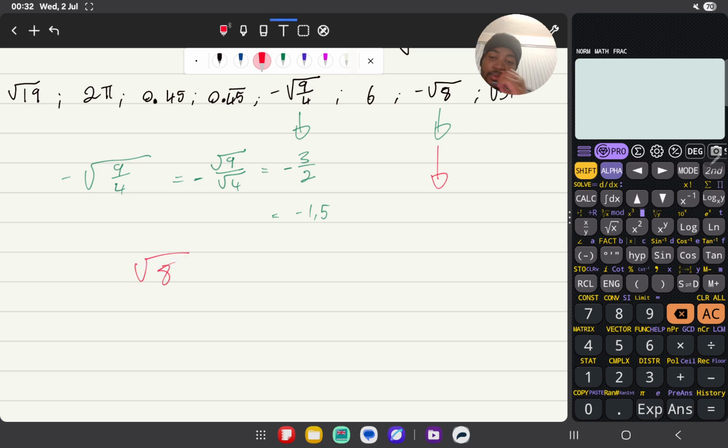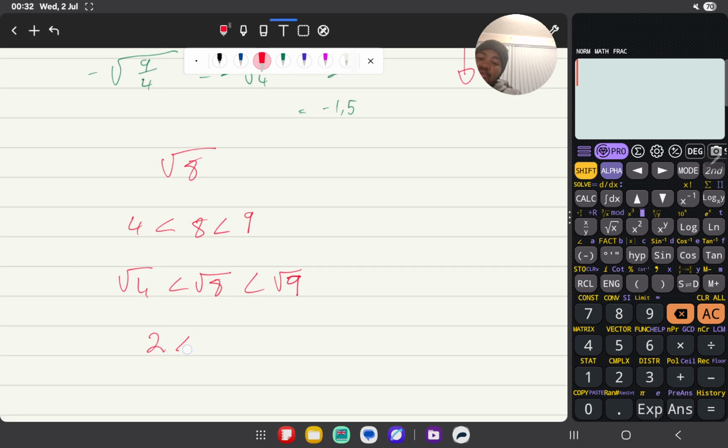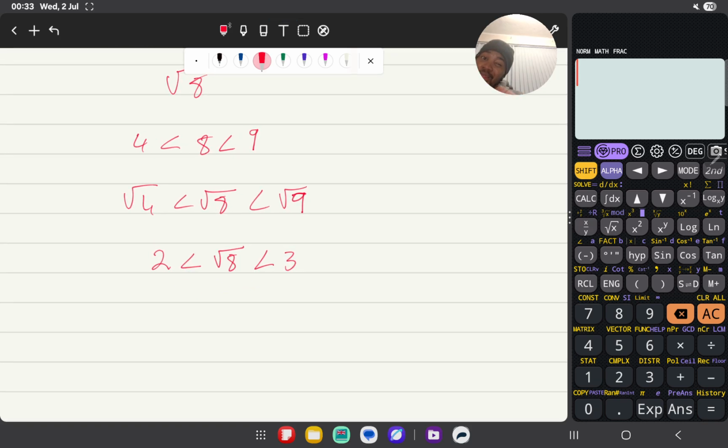Square root of 8, né? So I will think of numbers. I have 8 smaller than what? 9. And then we have bigger than what? 4, right? We have these numbers, yeah? And then we go again and say, therefore, square root of 4 smaller than square root of 8 smaller than square root of 9. That means we have 2, square root of 8, 3. So this number is between 2 and 3.